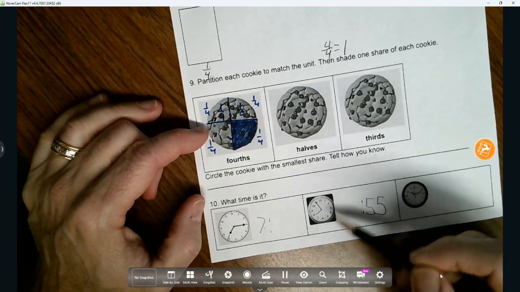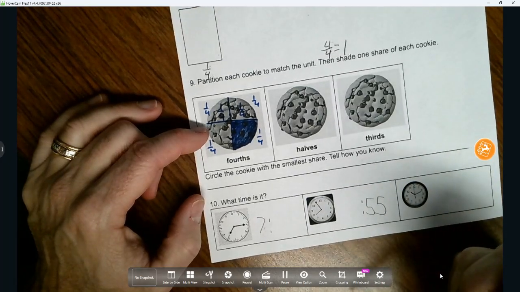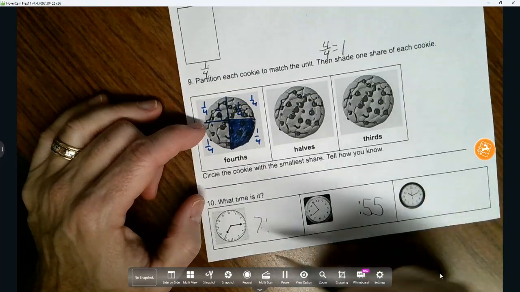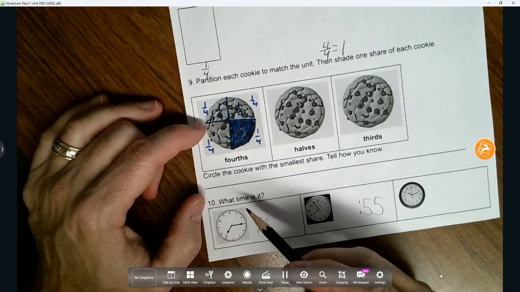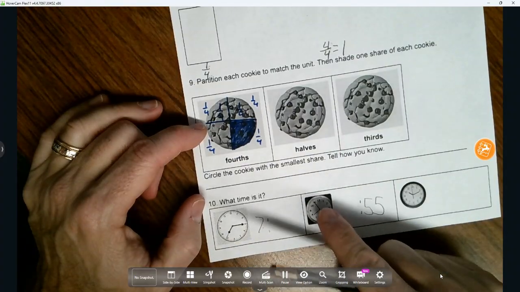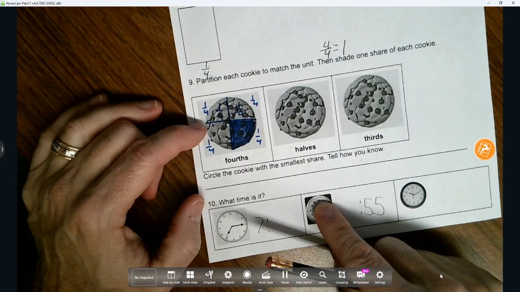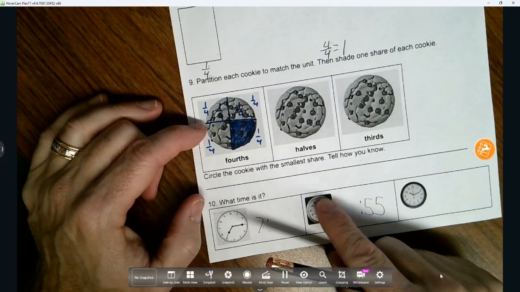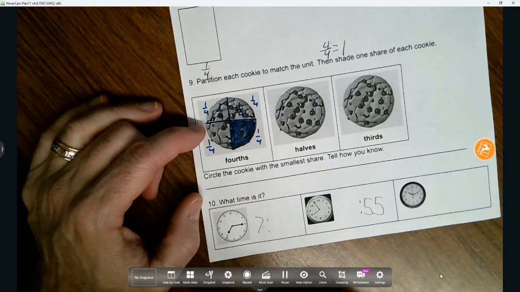So what do you add on this one? Think about it. If it's at 55, you can't have just passed a number. You're almost to the next number because at 00 or o'clock is when we turn to the next hour.